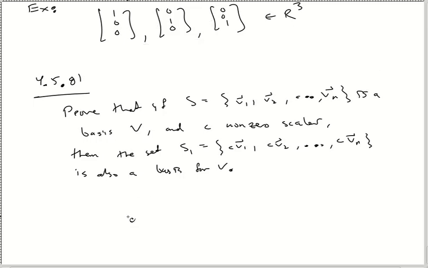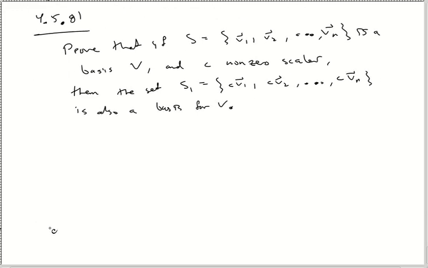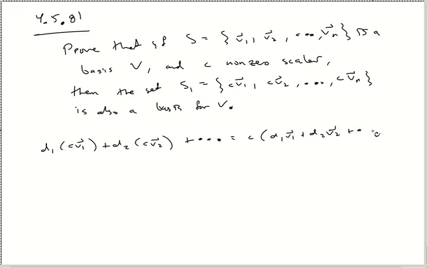My proof is very compact. So, sometimes that's okay. Here we go. Here's my very compacted proof. D1 CV1 plus D2 CV2 plus dot dot dot is equal to C times D1 V1, D2 V2 plus dot dot dot. I'll explain myself in a second. And then I said this is still an element of V. And then for all Di.